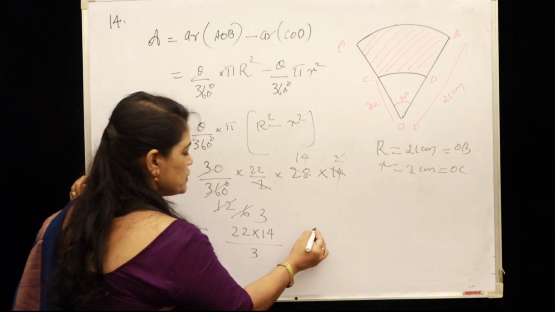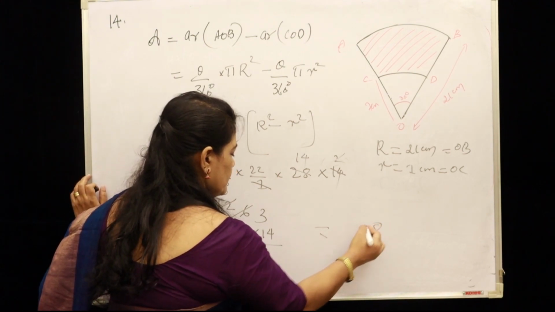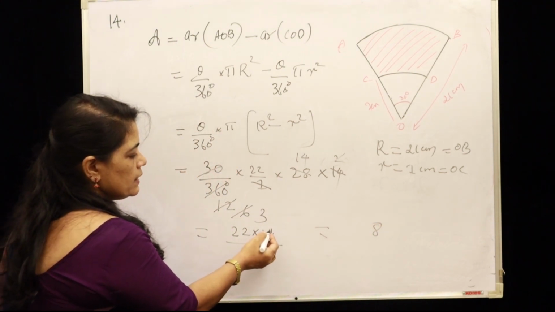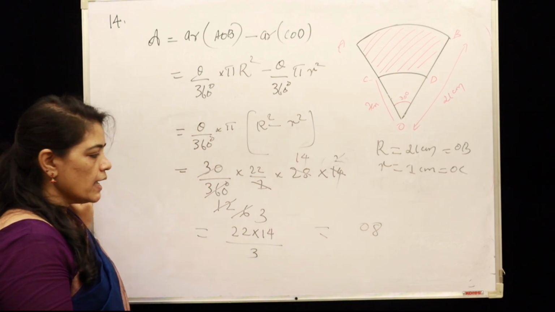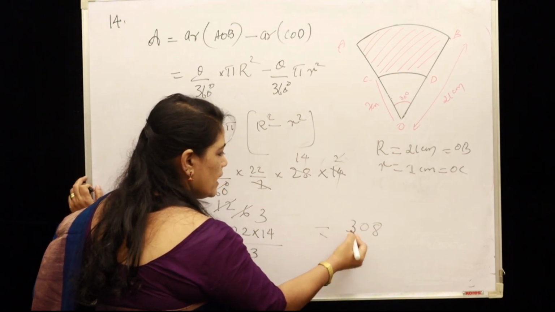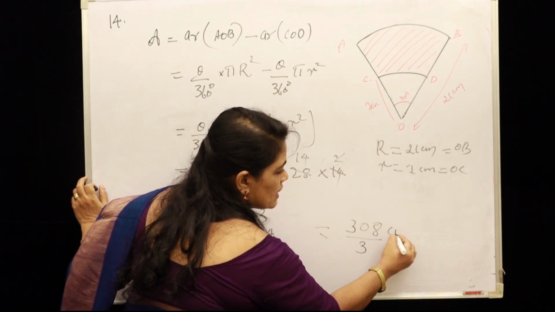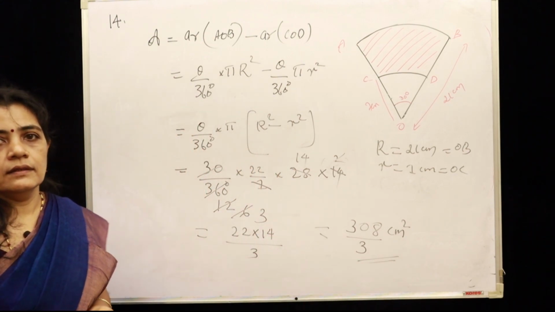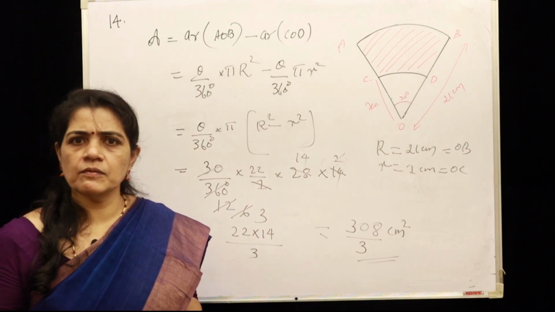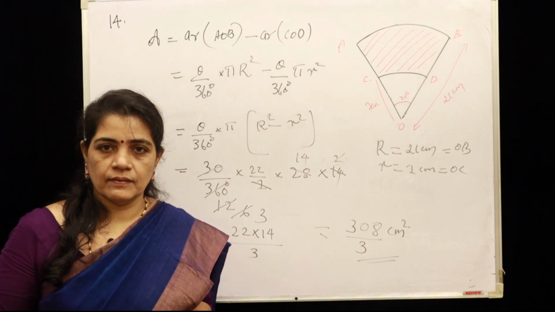On multiplication, 4 into 2, 8. Okay, then 2 and 8, 10, and 1 carry. 308 divided by 3 centimeter square. This is the area of the shaded region, just subtracting the small area from the area of the big sector.